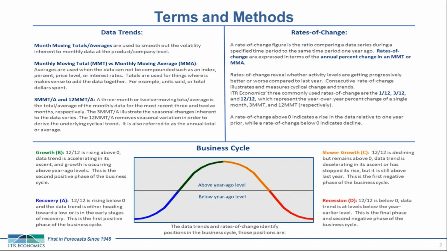Moving through these slides, you'll hear me mention two main metrics that I use while discussing different segments of the economy. These two main metrics are our data trends, which consist of moving totals and moving averages. The reason that we use moving totals or moving averages is to smooth out the inherent volatility included in any data series on a month-to-month basis. Because here at ITR Economics, we are a long-term business cycle theory group, and we're less concerned with day-to-day movements within markets and more concerned with overarching long-term trends.